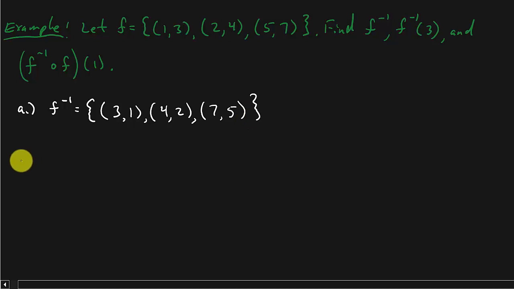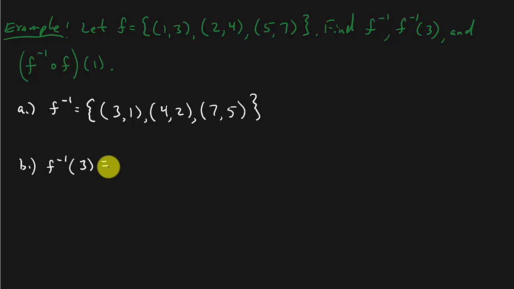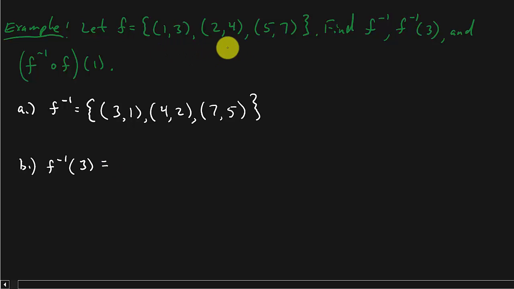Now part B, they want us to find f inverse of 3. In previous sections in a college algebra class, you've done this before. You've evaluated a function where you're given a set of ordered pairs. So we're on the f inverse function, and we can see that x is 3. Well, when x is 3, what's y? It's 1. And so there's your answer.